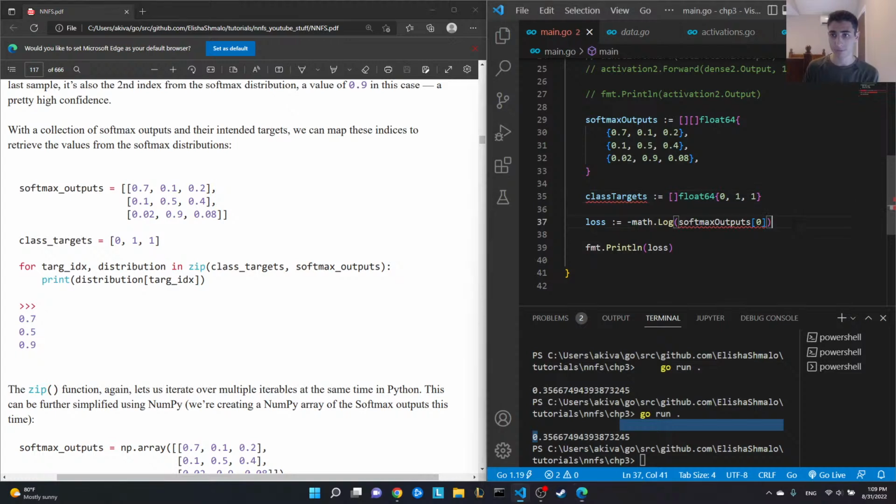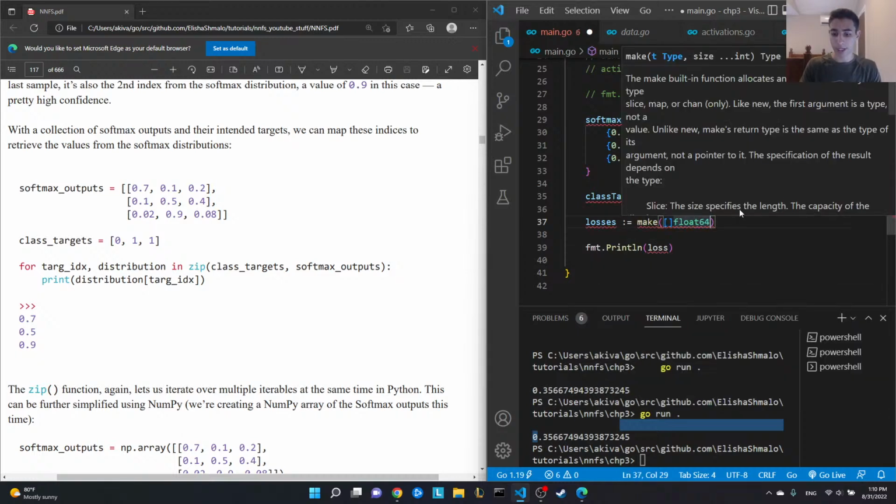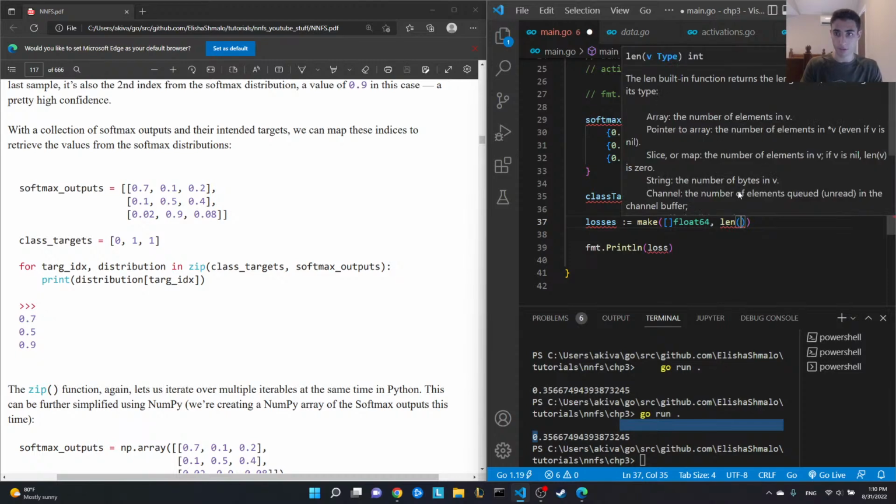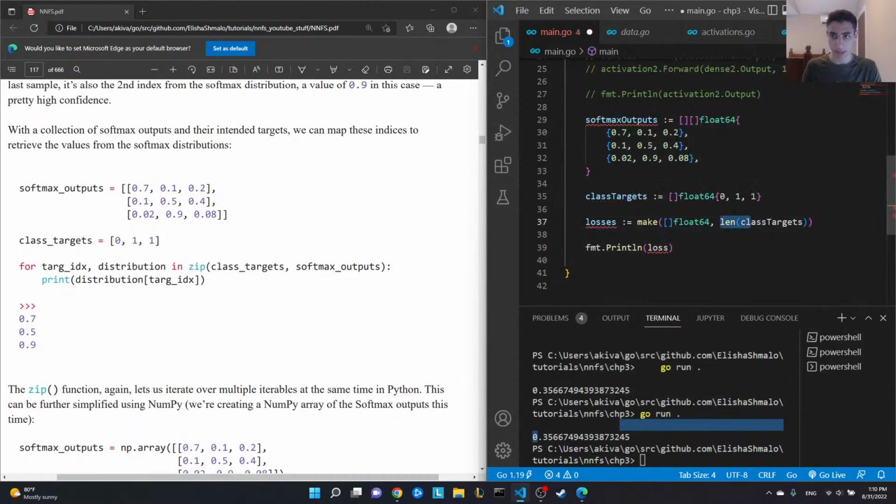We're gonna do a for loop. Let's actually say losses equals... I'm gonna structure this a little bit differently than the way he did it. It's gonna be a list of float 64s, and we're actually gonna use make syntax. Make a list of float 64s. And we're going to have just as many losses as we have class targets, so let's make the length of class targets. Because for every single target, we're going to have a loss as to how close did it get to that target. So that's going to be the length of the losses.